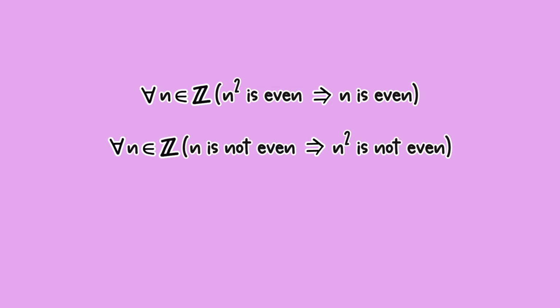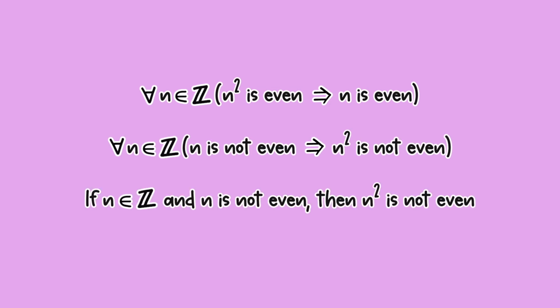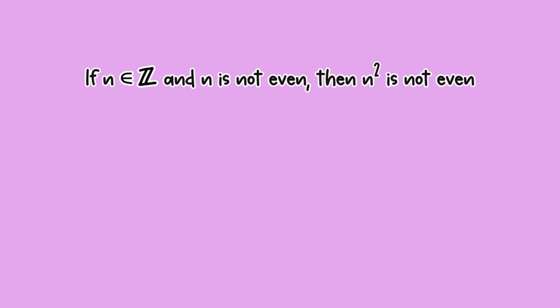For example, this statement isn't very easy if we start from n squared. So, we can swap these statements and negate them. Proving this statement means we proved the original one. Notice that n is an integer that is not even. Since integers are either even or odd, we can simplify the hypothesis and the conclusion. Now this looks very straightforward, and we can apply direct proofs as usual.